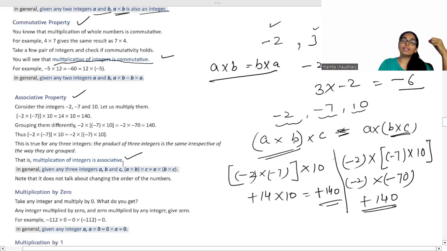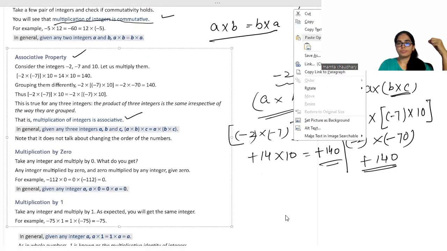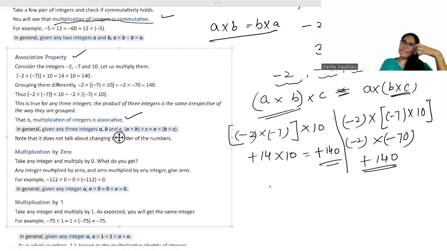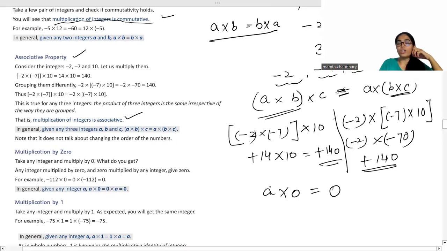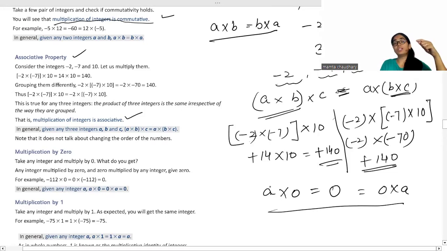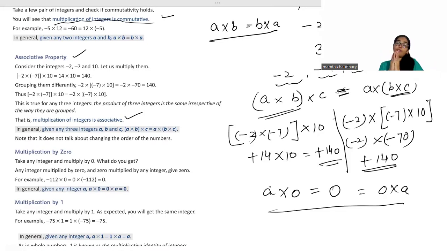Okay. Now next comes multiplication by 0. Let's take a as any number. If you multiply it by 0, you will get 0, or if you multiply 0 by any number, you will get 0. As you have seen in addition, if we were adding 0, we were getting the same number, so there 0 was the additive identity. Here it is simply multiplication by 0, or we call it the zero property also. If we multiply any integer by 0, you will get the answer as 0.